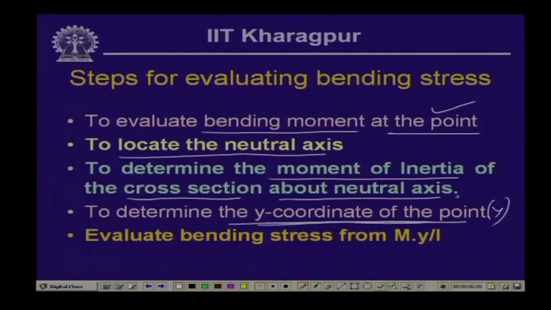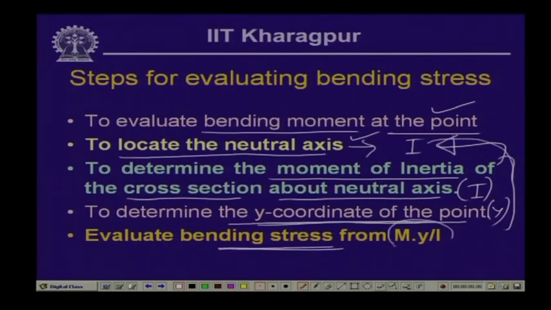So, this is y, this will give us I, and the position of the neutral axis will guide us to evaluate I and y. These two parameters depend on this, and once you know them, you compute the bending stress from this expression, M y by I. Here we can take the appropriate sign of the corresponding parameters, and the stress can be computed from this, and we can conclude whether it is a compressive stress or tensile stress acting at that particular point.